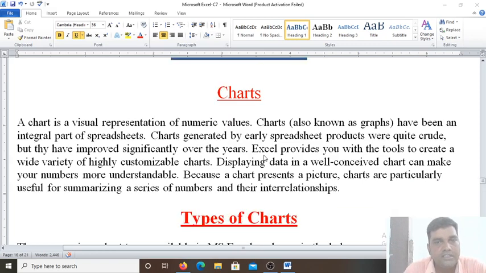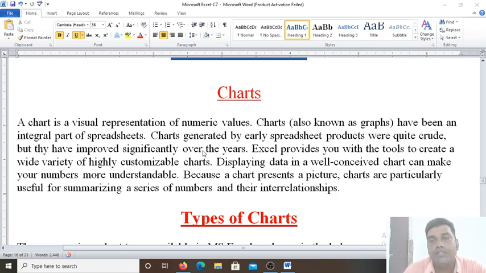What is a chart? A chart is the visual representation of numeric values, and charts have been an integral part of the spreadsheet, meaning Excel. It is a main component of the Excel sheet. Charts generated by early spreadsheet products were quite crude, but they have improved significantly over the years. Nowadays, so much improvement in charts has been done.